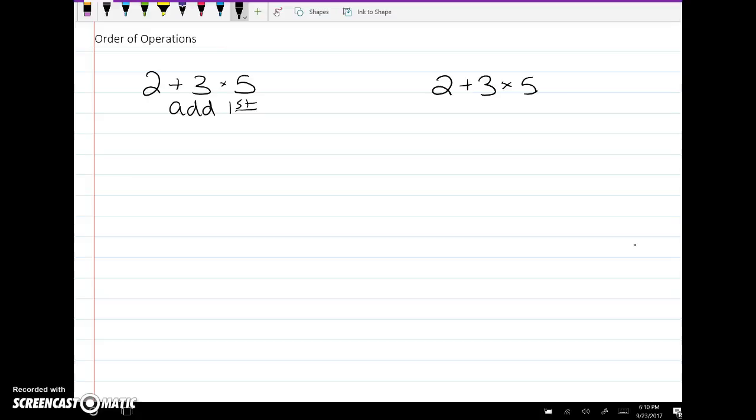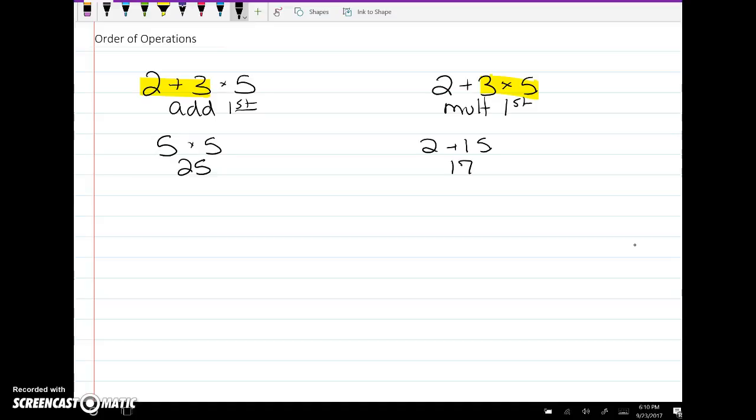If we add first, then we work on the 2 plus 3, which gives us 5 times 5, which equals 25. Now, on the second one here, I'm going to multiply first. So I'm going to do 3 times 5, which is 15. 2 plus 15 is 17. So, which one's right? The 25 or the 17?